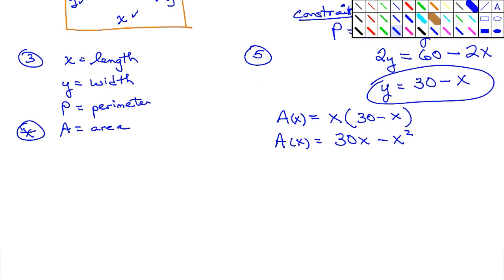And now we perform step 6. You find the extreme value by using either the extreme value theorem or the second derivative test. I'm going to use the second derivative test, but in order to do that, I need the first derivative. The first derivative of A is 30 minus 2x.